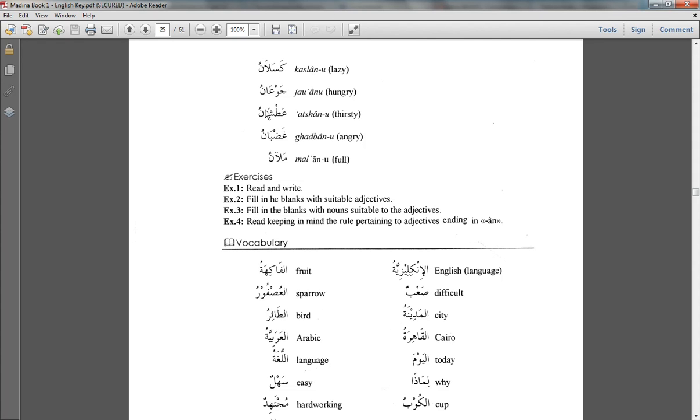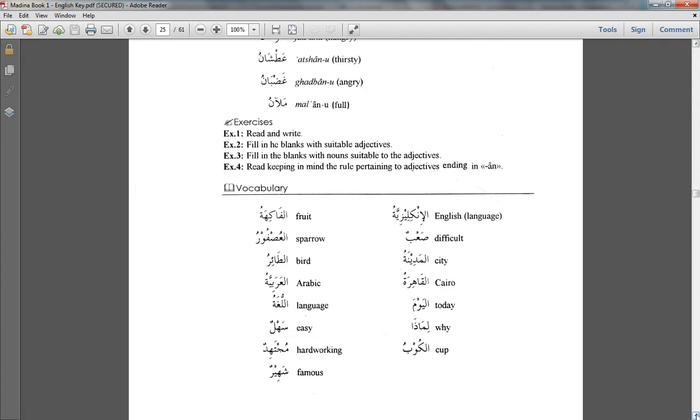That's a rule that inshallah we're going to be discussing later on, why that happens. But for now, just remember that those adjectives that end with an will not take tanween. Okay, so kaslanu, jaw'anu, atshanu, qadbanu, mal'anu. Kaslan means lazy, jaw'an, hungry, atshan, thirsty, qadban, angry, mal'an, full.